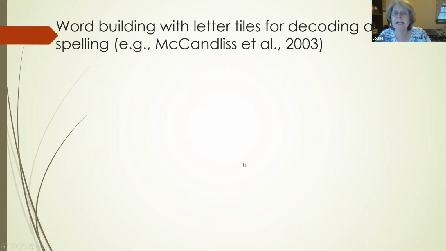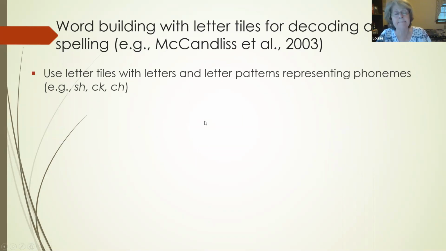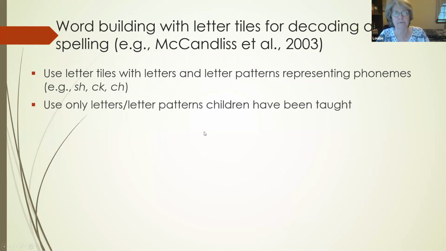Word building activities for decoding and spelling are an extremely helpful activity, especially for children who are at early stages of decoding and spelling. For this activity, you use letter tiles with letters and letter patterns representing phonemes. Again, it's at the phoneme level. So SH, CK, CH would each be on one tile because even though it's two letters, it's one sound, right? So it's one tile for those letters. You use only letters and letter patterns that children have been taught.